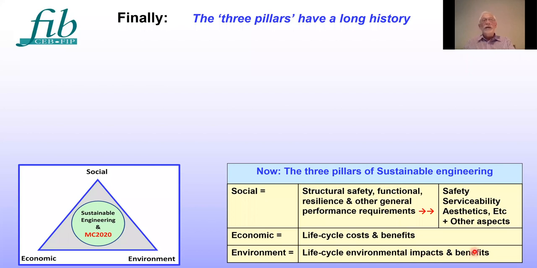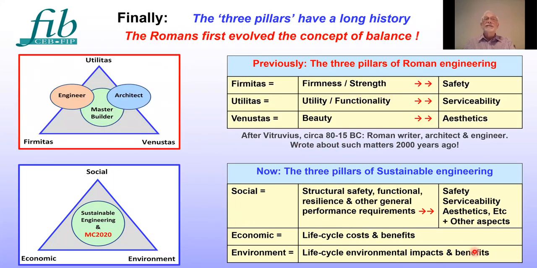But previously, the Romans had a similar system where they were seeking balance by considering 3 pillars: firmitas, utilitas, and then venustas. So firmness and strength, utility, functionality, and beauty, which again we would now refer back to as safety, serviceability, and aesthetics. But very interestingly, these matters were being discussed by Vitruvius, a Roman writer, architect, and engineer, who wrote about these matters some 2,000 years ago. So we have a long history, a long path of trying to find the appropriate balance for society's considerations.